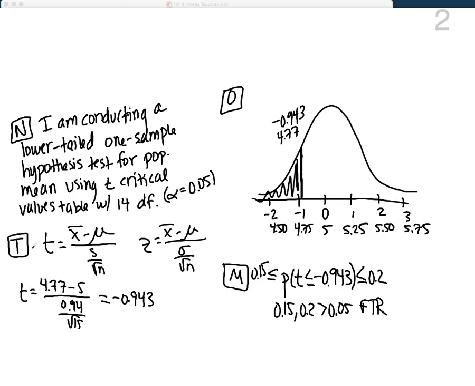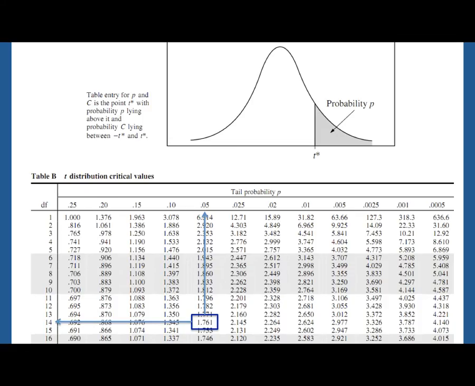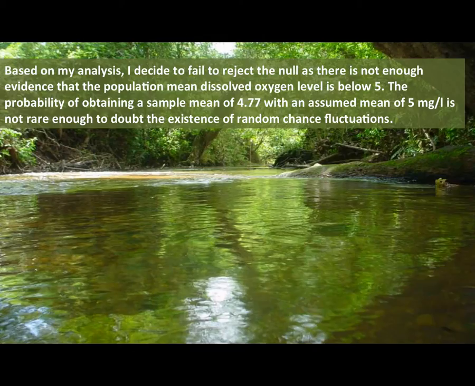Nicola? What would happen if like one of them was greater than 0.05? You're not going to have that, because 0.05 is on the table. Okay. Here's a conclusion. So based on my analysis, I failed to reject the null. There's not enough evidence that the population mean dissolved oxygen level is below 5. So there's not sufficient evidence that aquatic life is at risk.